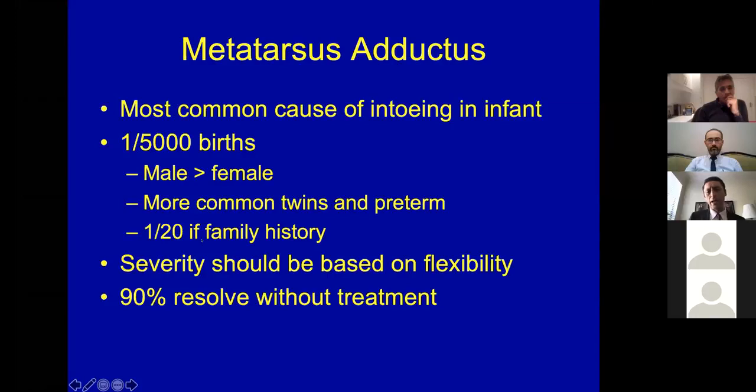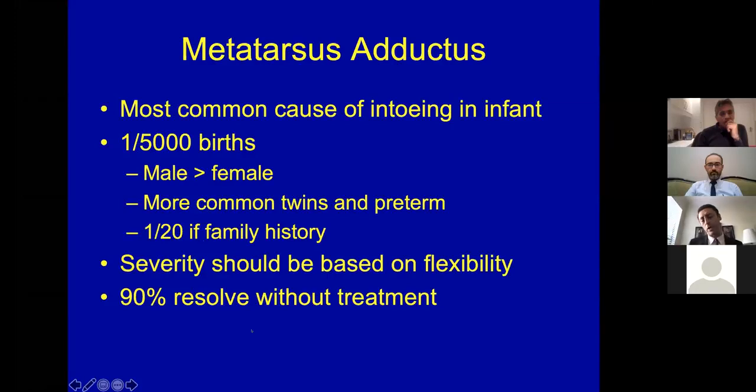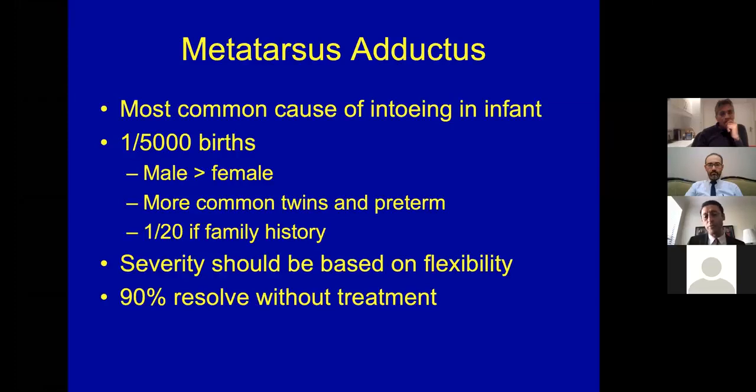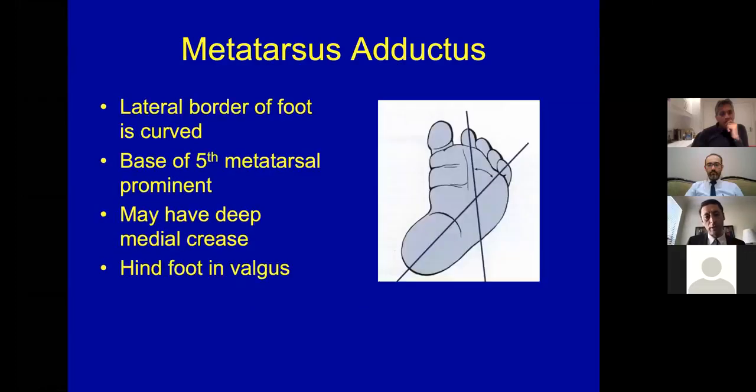The severity can be based on the flexibility. I can look at the foot and look for the flexibility, or the amount of correction you can achieve by passive correction of the foot. And most of the time, 90% resolve without treatment, with a spontaneous correction. But also that's one of the deceiving causes for in-toeing gait, the foot deformity or metatarsus adductus gives you the appearance of in-toeing gait, but actually the tibia and the femur have a good alignment.